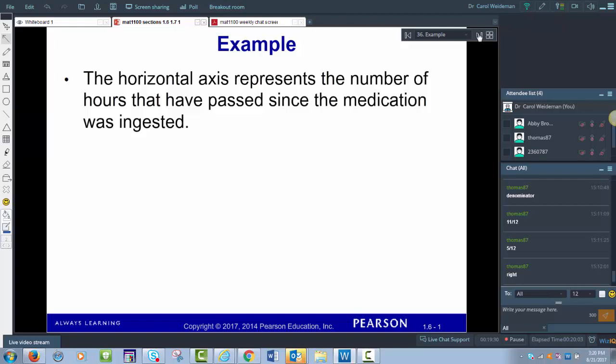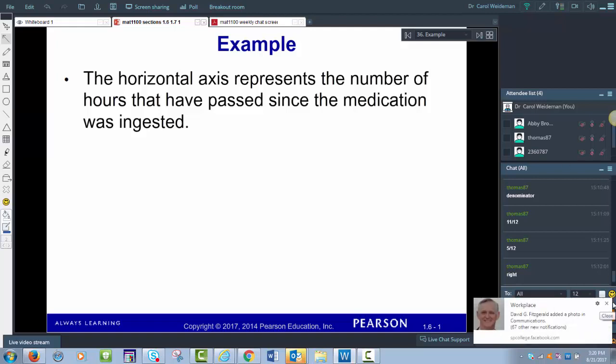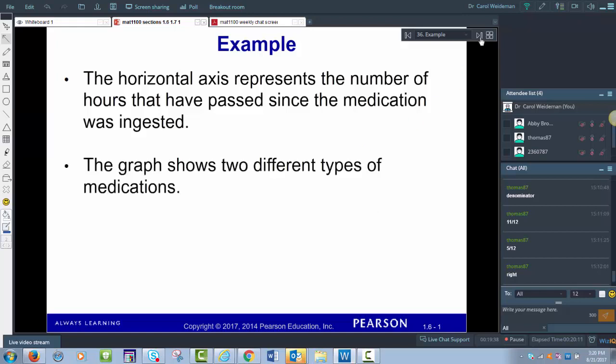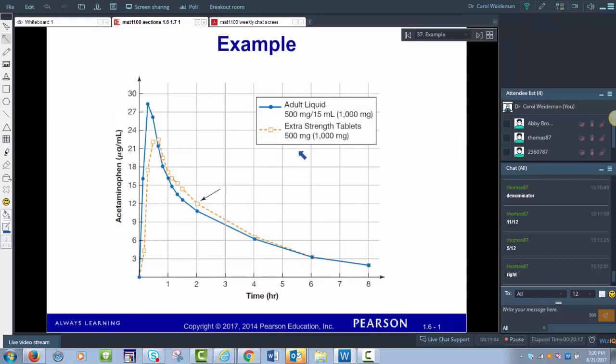The horizontal axis represents the number of hours since we took the medication. And the y-axis is going to show us the level of the medication. I'm going to have two different types of medications. So here's the graph. We have an adult liquid and we also have extra strength. They're both the same dose, 1,000 milligrams. And we start here, we take it here, swallow it. And then what happens with the liquid? The liquid goes up, actually goes a bit higher than the extra strength. And then we see as time goes by, the level falls off. And here's the extra strength, it goes up, and then it falls off. And then they're going to ask you some questions about the graph.